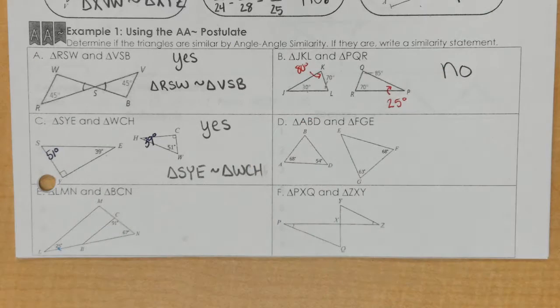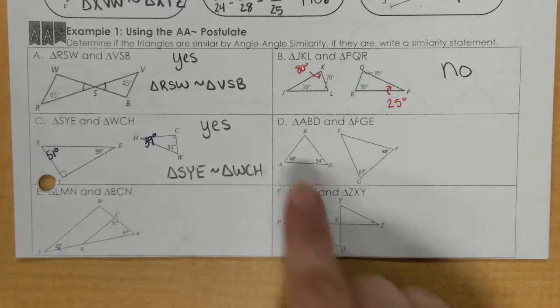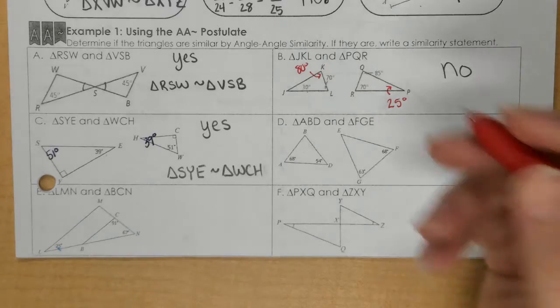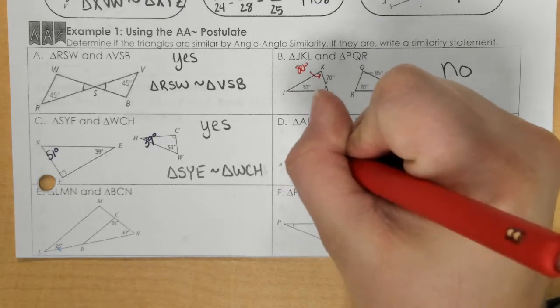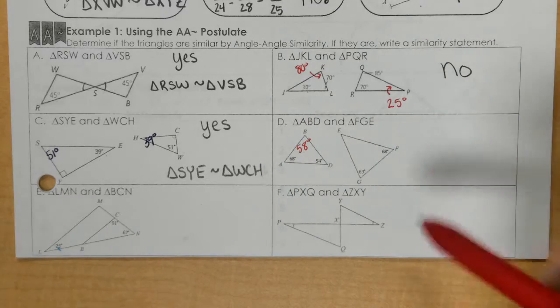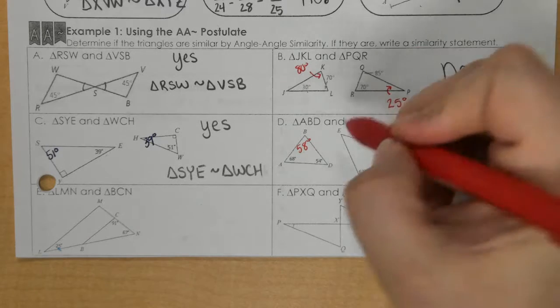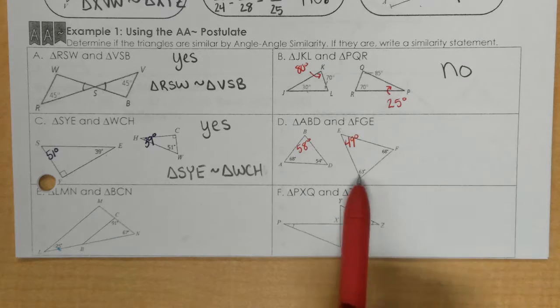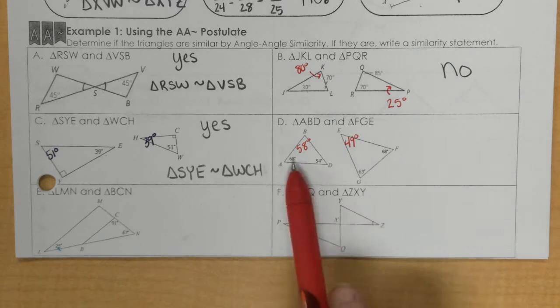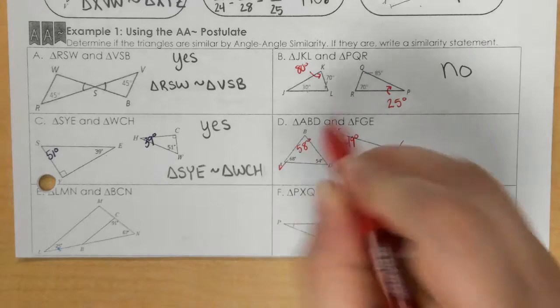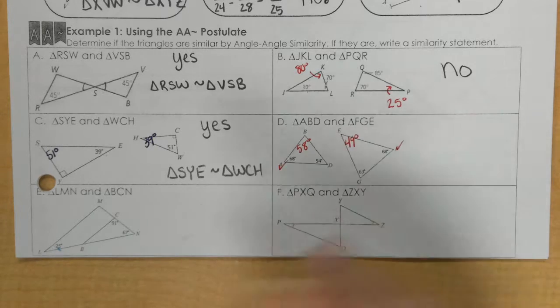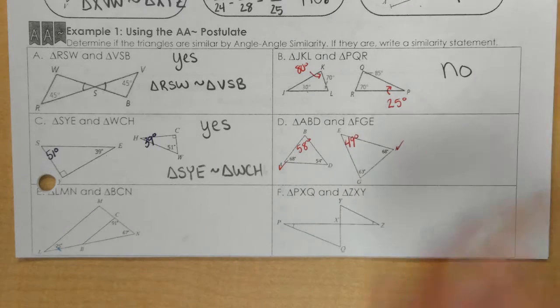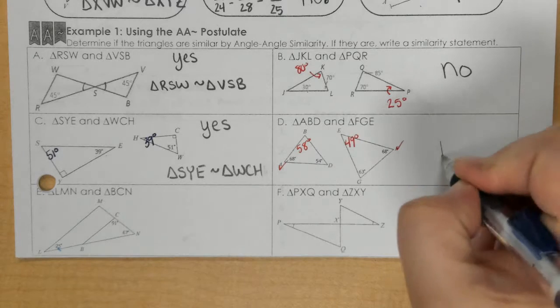In letter D, again, we're going to have to add 68 and 54. Subtract that from 180. We get that this is 58 degrees, angle B. Then again, we add, subtract from 180. We get 49 degrees. So we start comparing, okay, 68, 68. Okay, that's good. We have that. But 58 doesn't match up to anything else. 63 doesn't match up to anything else. So no, these are not similar.